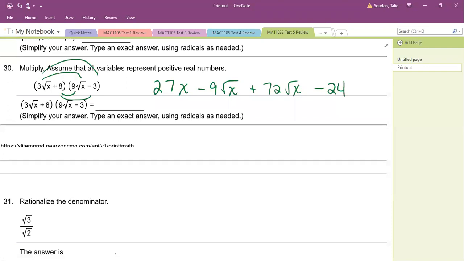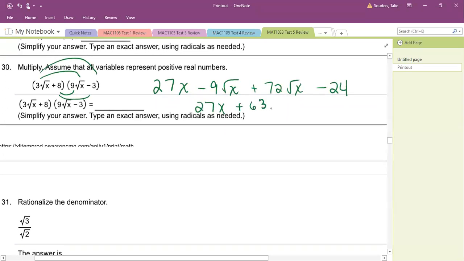Okay. Are there any like terms to combine? Yes. What can be combined? The negative 9 radical x plus 72 radical x. What does that give you? 63 radical x. Okay. Anything else that we can combine? I agree with you. Nice job. So the x is different from the square root of x, which is different from the term that doesn't have either. Very good. So they cannot be combined. So that is your answer.